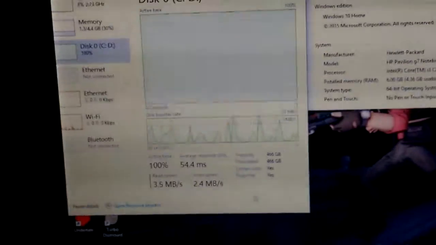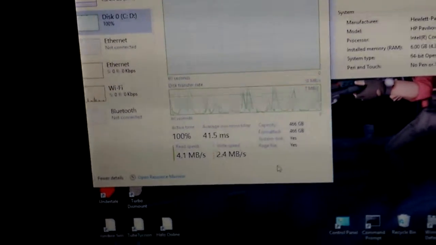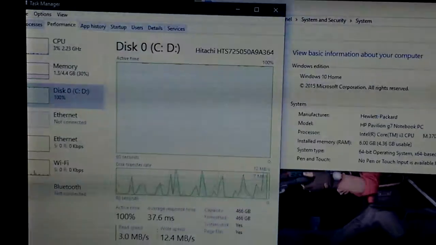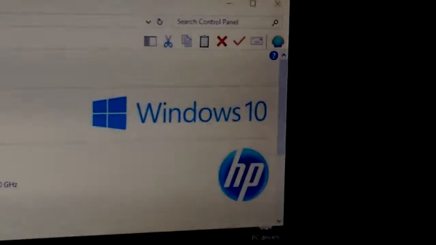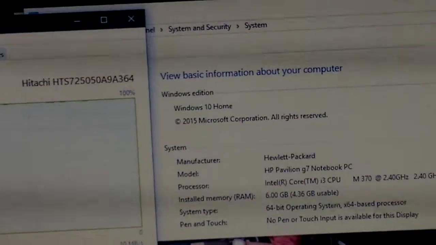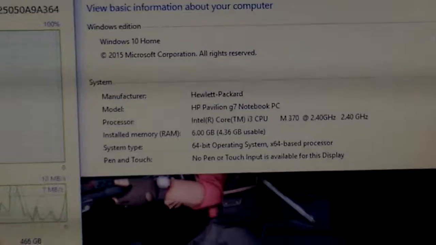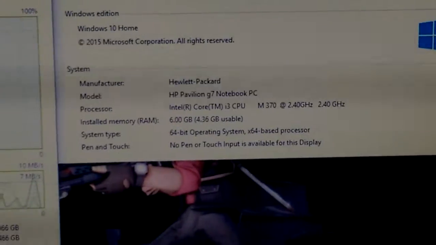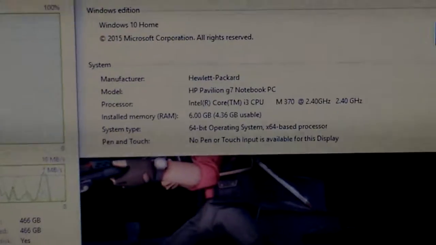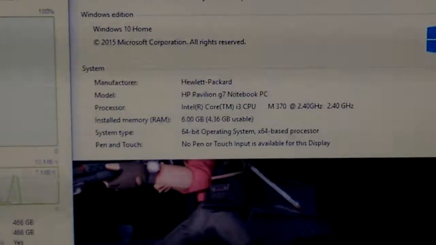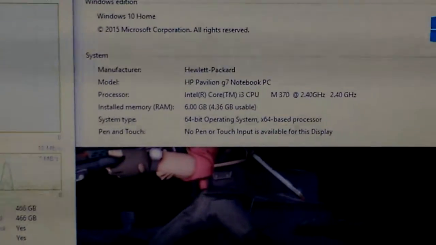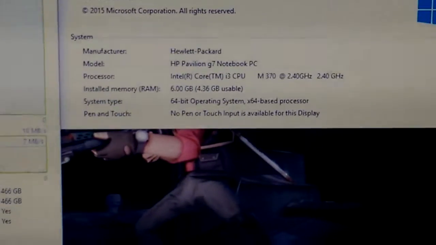So I'm gonna have to get anything important off this computer and onto my old computer, which I'm using here. I'm gonna show you the specs. There's my disk drive. Here are the specs of the old computer: it's running Windows 10 Home. It's an HP Pavilion G7 notebook, an Intel Core i3 M370 running at 2.40 gigahertz, with 6 gigs of RAM and a 64-bit system.